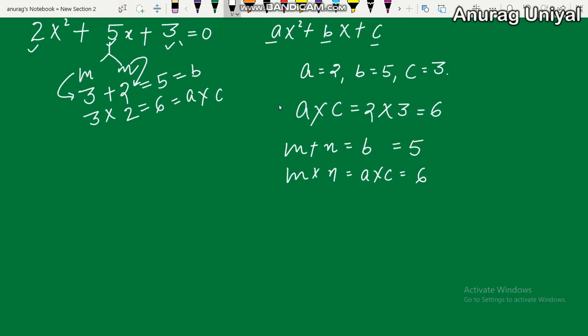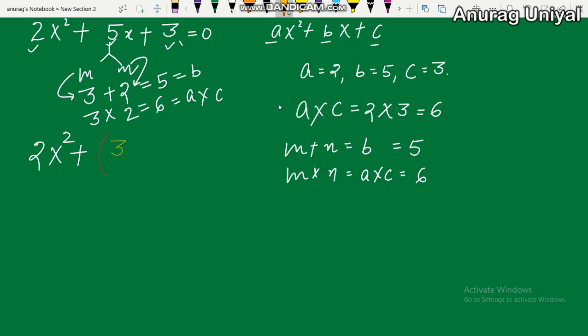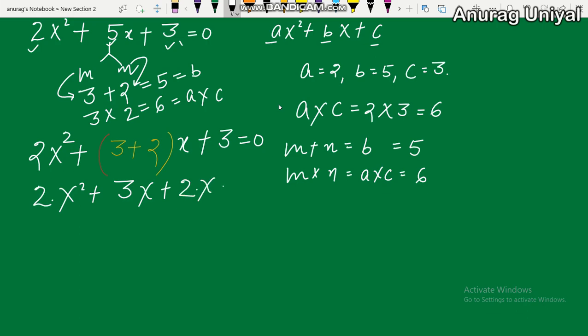Now since we have 2x to the power 2, we can say that यहाँ पर जो 5 है इसको तोड़ा जा सकता है. This 5 can be broken down into 2 parts, that is 3 plus 2, और पीछे हमारा x already present है, plus 3, that is equal to 0. Now this is 2x square plus 3x plus 2x plus 3 equal to 0.